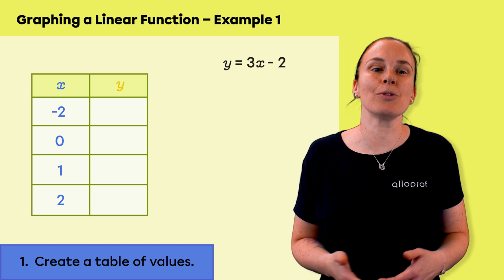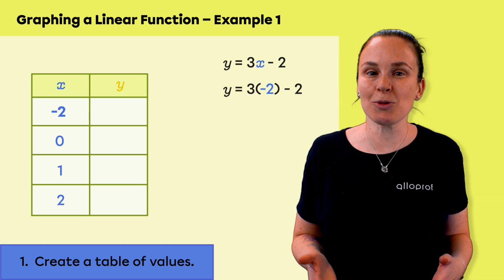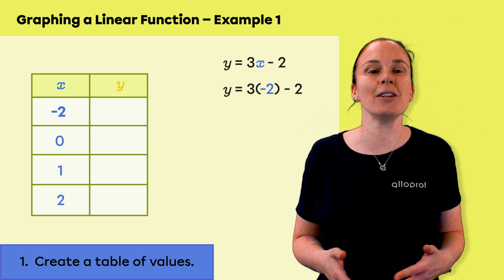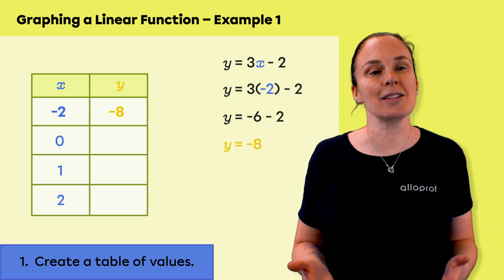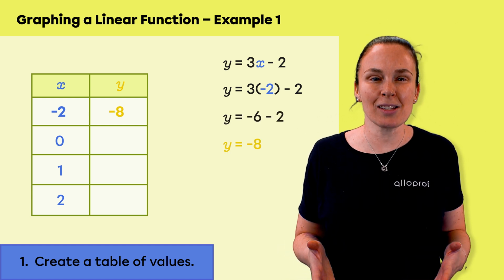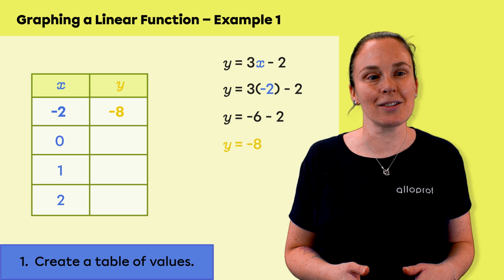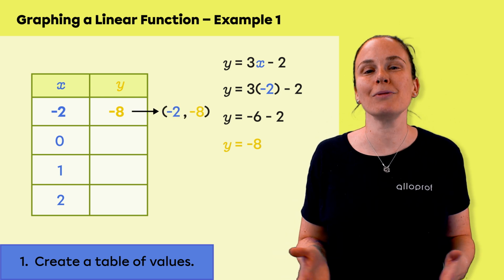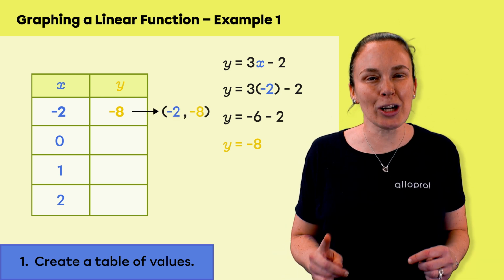Let's start with x equals -2. The equation becomes y equals 3 times -2 minus 2. Solving this gives y is equal to -8. So when x equals -2, y equals -8. We have our first point, -2, -8. Let's keep looking for points.